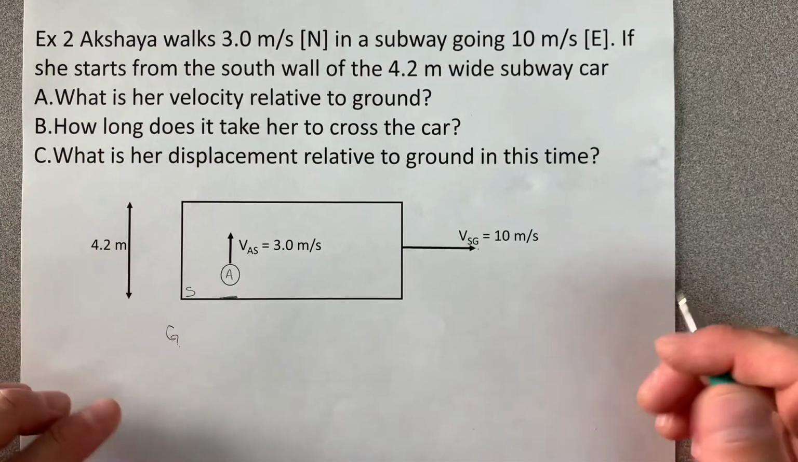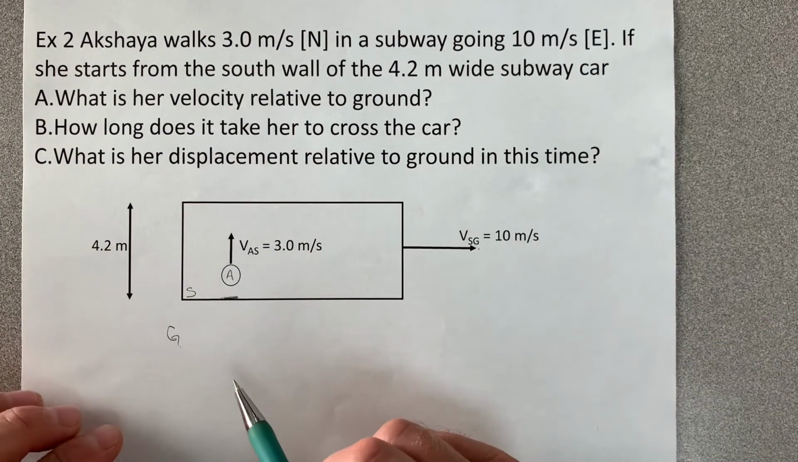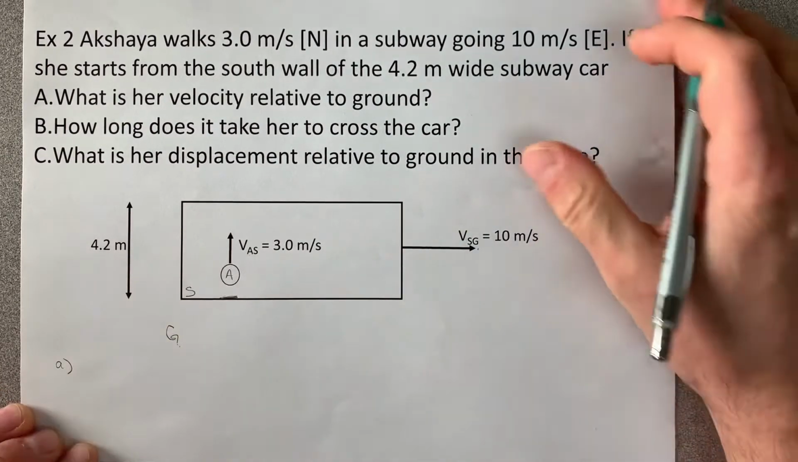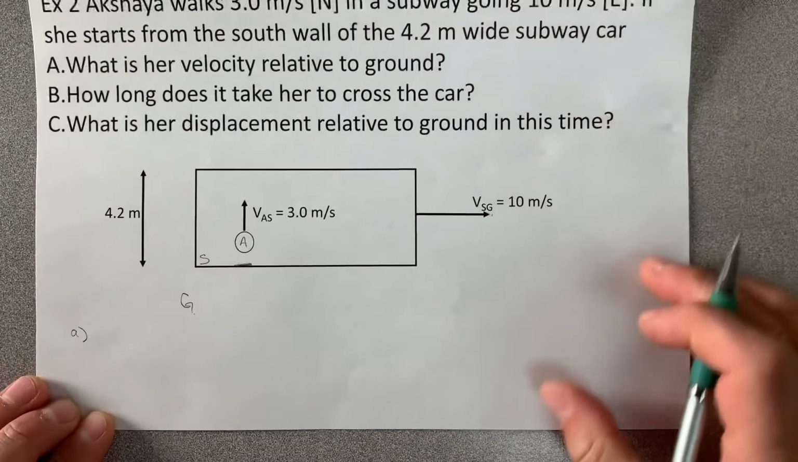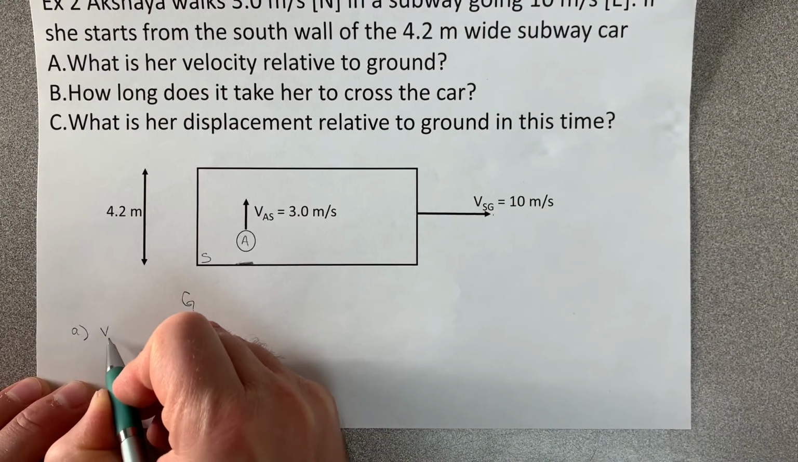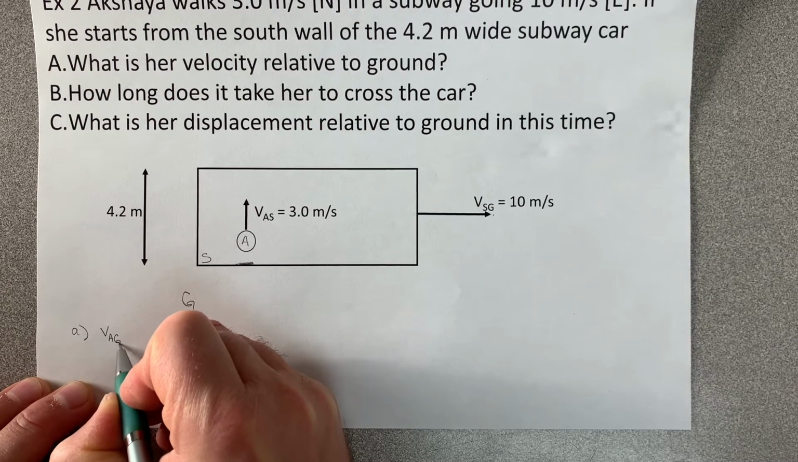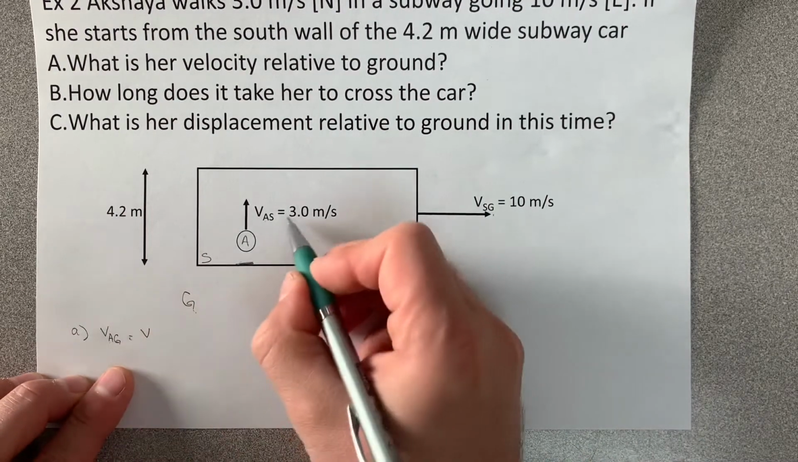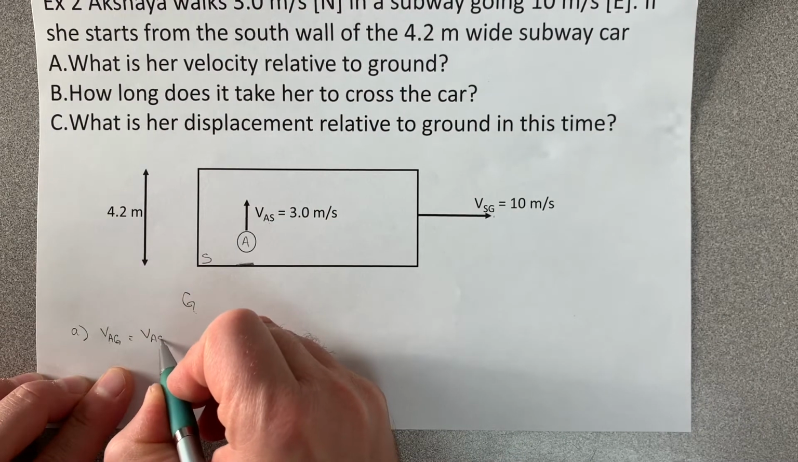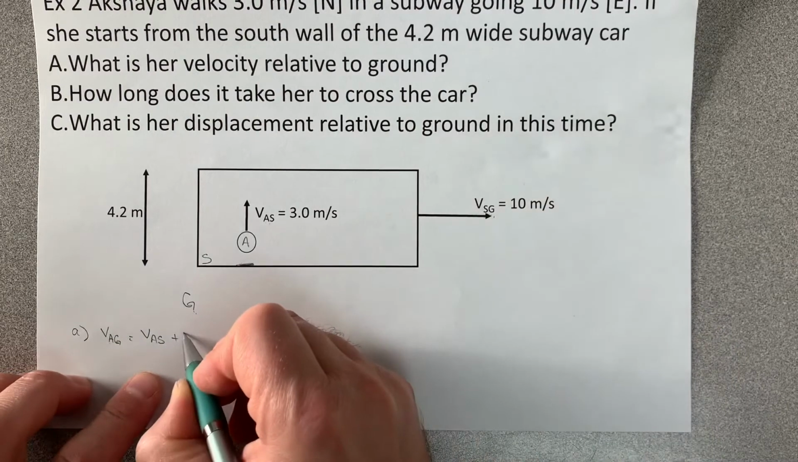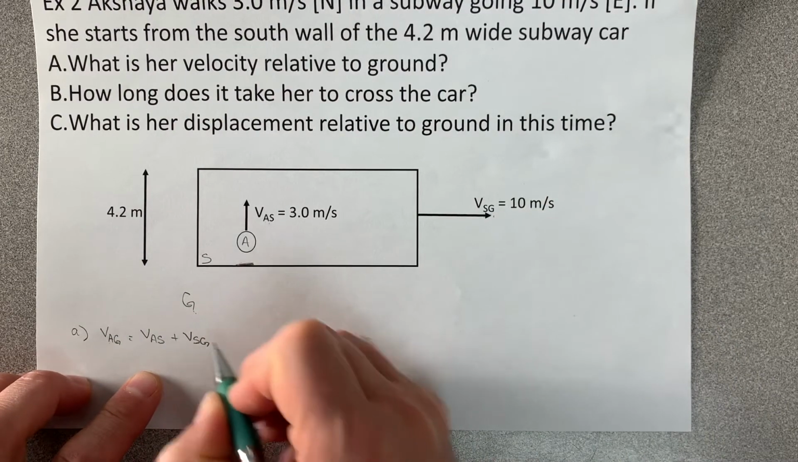Okay, so now we've got some questions to answer. What's her velocity relative to ground? Let's see if I can squeeze it down here a little bit. What we want to know is what is Akshaya's velocity relative to ground? And again, if you think of your subscript equation, I'm going to start with A. So there's my one that starts with A. I need S to come first and G to come last. So this is working out nicely.